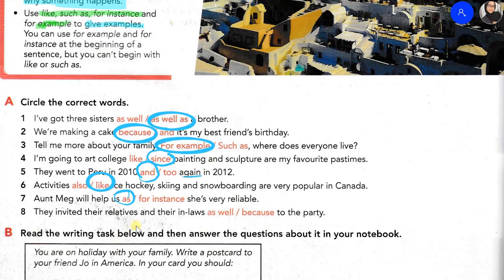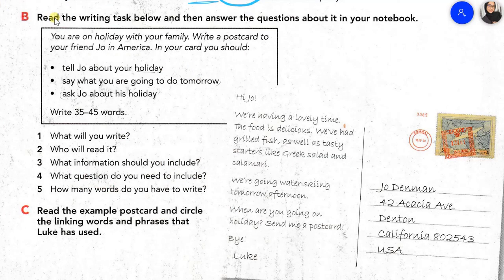This is not a reasoning sentence. Because to the party. No, this is to the party is not the reason, but instead is the explanation of the sentence. They invited their relatives and their in-laws as well. Okay, they use as well to add information. What is the additional information here? Is the in-laws. Okay, now let's move on to the next task.